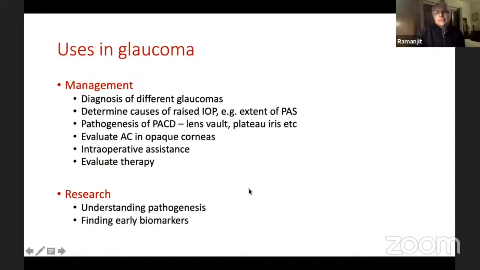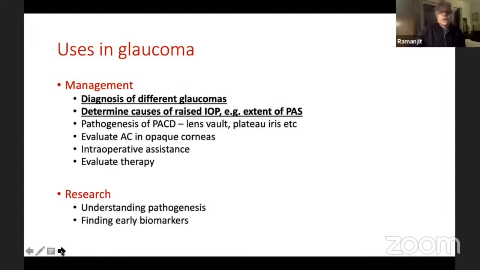But when we think about what are its clinical uses in glaucoma, I think we talk in two general spaces. One is the management of glaucoma, and the second one is how has it helped us in the research in glaucoma. So as far as management is concerned, just like gonioscopy, basically we're looking to see how it helps us in diagnosing different glaucomas. And just a few examples to also say that the whole idea of doing any investigation in glaucoma or a patient with raised IOP is to see what is the cause. Why is the IOP on the higher side?